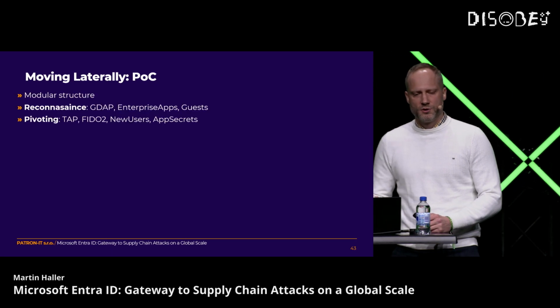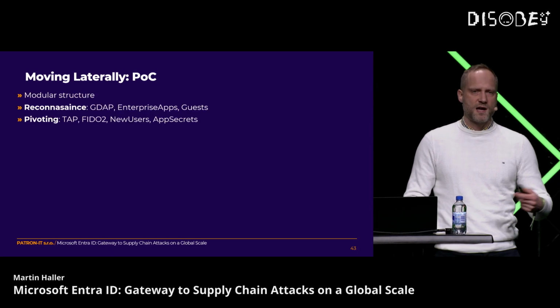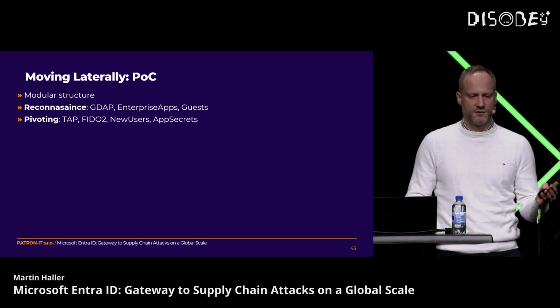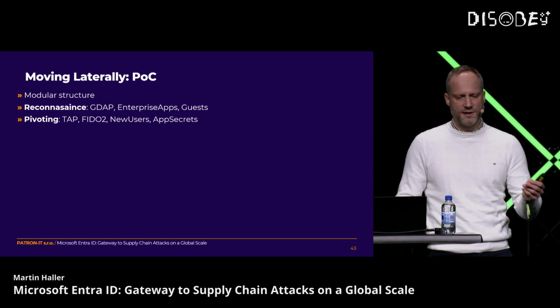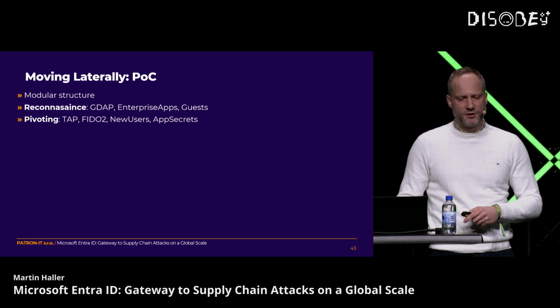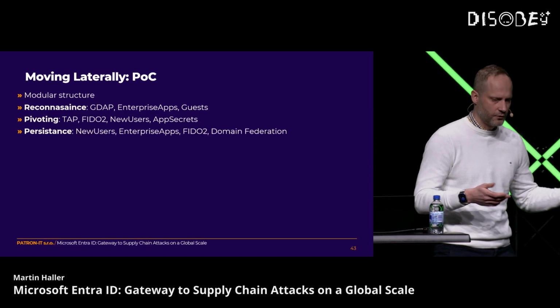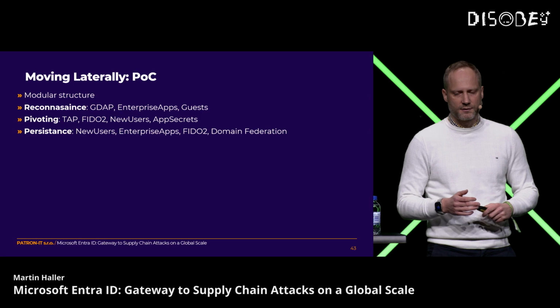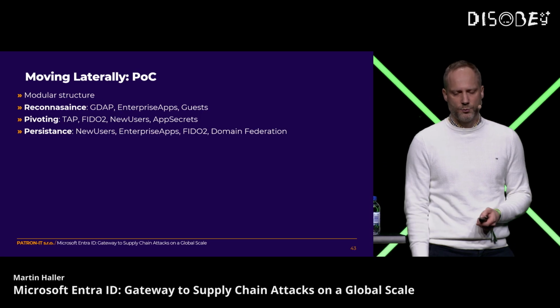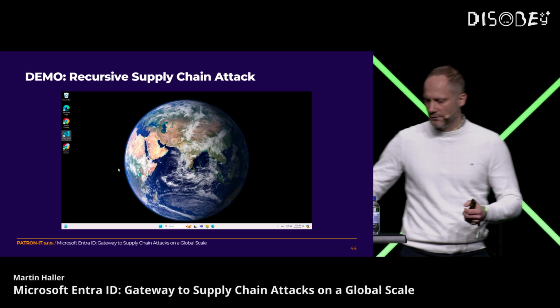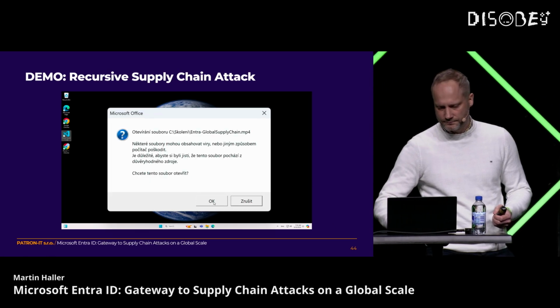I wanted to make the code a little bit modular, so it can be upgraded and new functionality can be added. With the reconnaissance, I have all of those three possibilities: GDAP, enterprise apps, and guests. For pivoting, I have implemented the temporary access password and application secrets. Then if you breach the tenant, you need some type of backdoor or persistence. So I'm using a malicious application, which is added to the tenant as persistence. And over here is the demo.